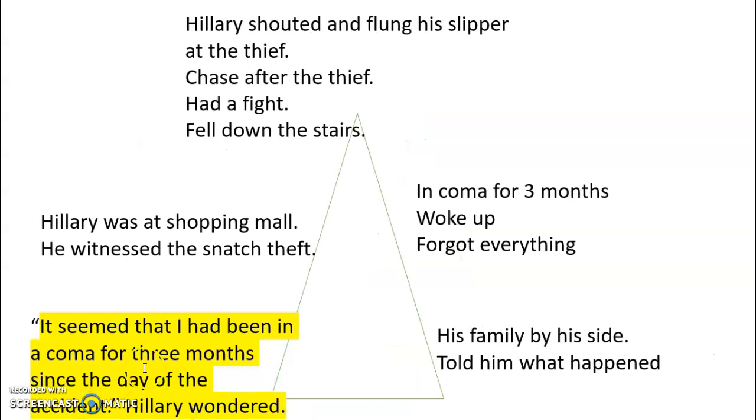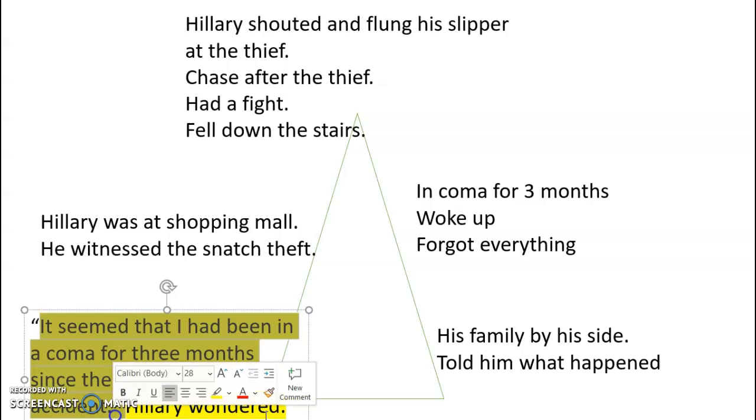And then you look at this. It seemed that I had been in a coma for 3 months since the day of the accident. Hillary wondered. Okay, so Hillary was at the shopping mall, and then he witnessed a snatch theft, and then he shouted and flung his slipper at the thief, and then chased after, and then had a fight, and then he fell down the stairs. And then he was in a coma for 3 months, and then he woke up, and then he forgot everything. And then his family was by his side, and they told him what happened. Like this also can. Okay, remember this one, you can use it as a dialogue.